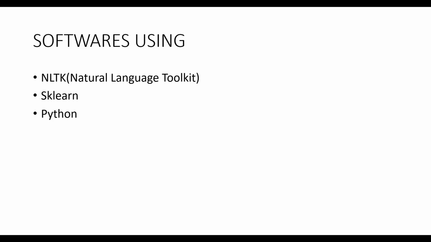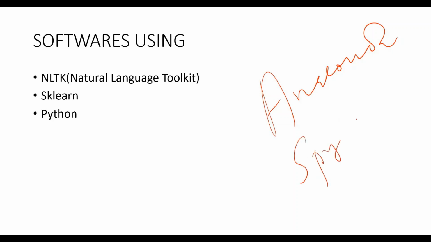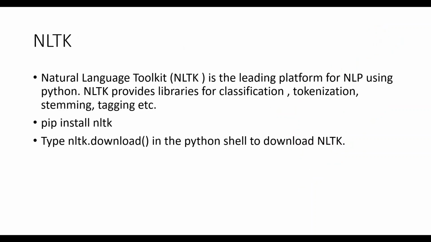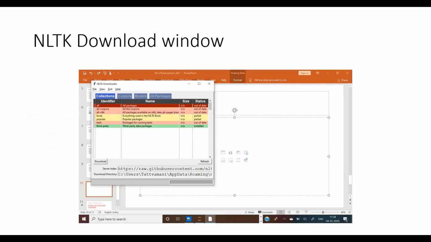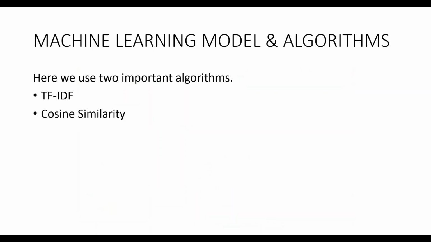These are all the software I am using in this implementation: NLTK, the Natural Language Toolkit, sklearn and Python, and I am using Anaconda. I have installed all these on top of Anaconda, and I'm using the Spyder IDE, which comes along with Anaconda. You will get that IDE when you type Spyder. NLTK is the leading platform for NLP. You can use pip install nltk to get this, and nltk.download will give you all the datasets and everything related to NLTK. You will get this window when you download NLTK.